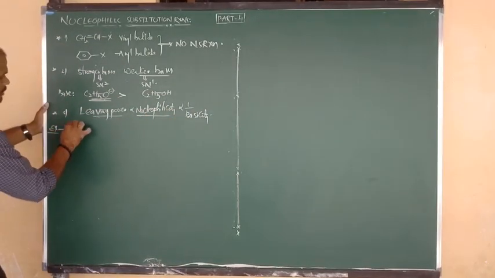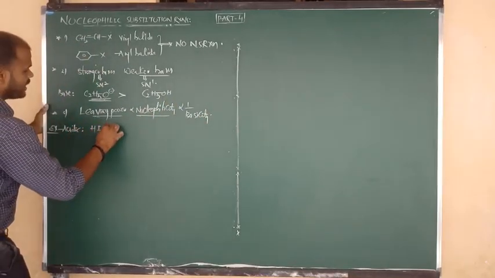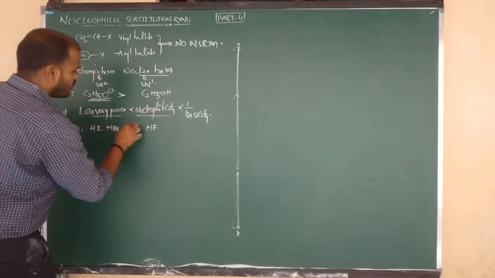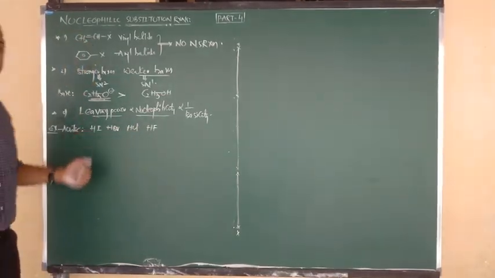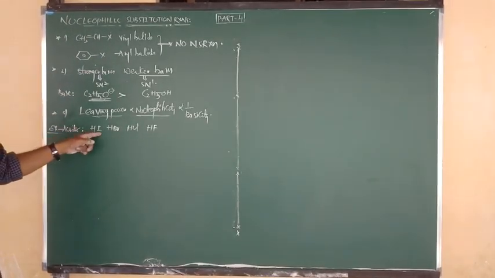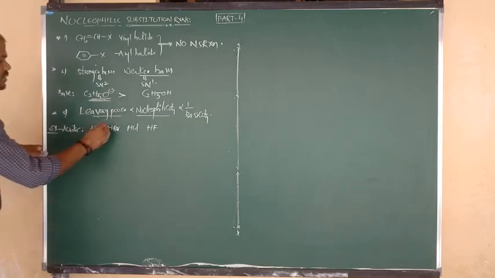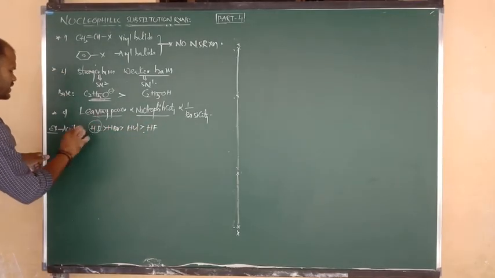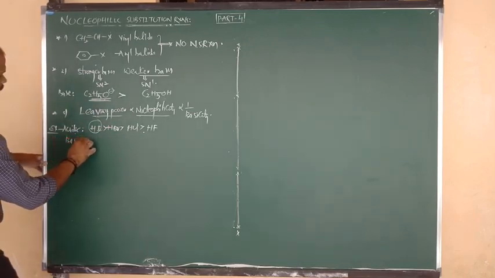First, before going to consider basicity, let me tell you the acidic nature: HI, HBr, HCl, HF. Once again, hydrofluoric acid, hydrochloric acid, hydrobromic acid, and hydroiodic acid. Tell me, which contains more acidic nature? Due to the large size of iodine, the bond is weak and we can break it easily. So HI, HBr, HCl, HF. Which contains more acidic nature? Hydrogen iodide.